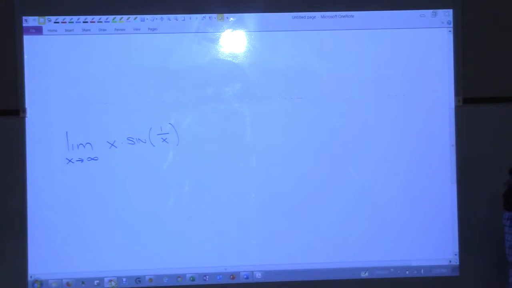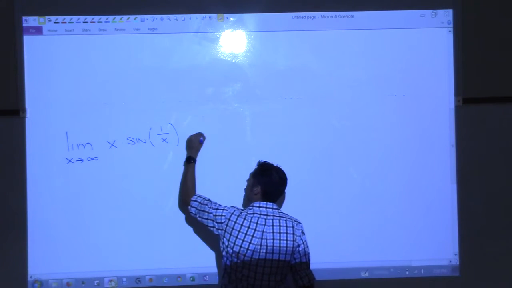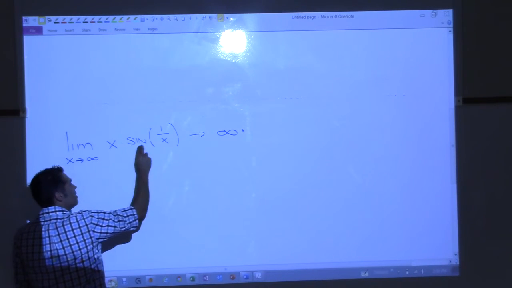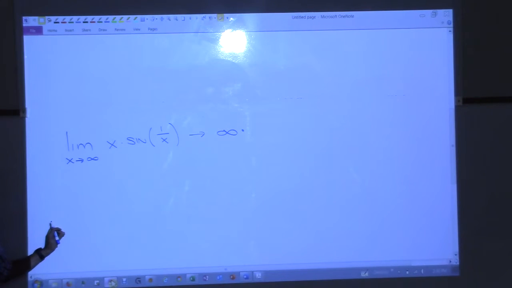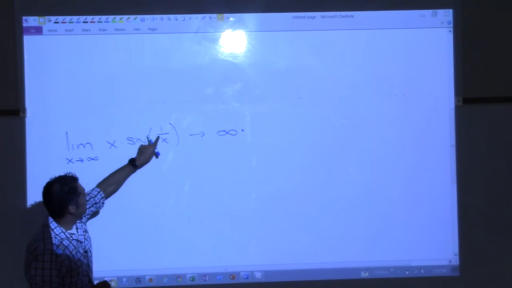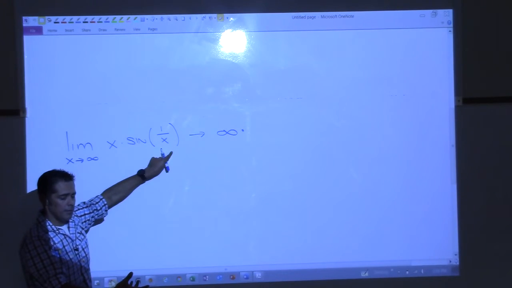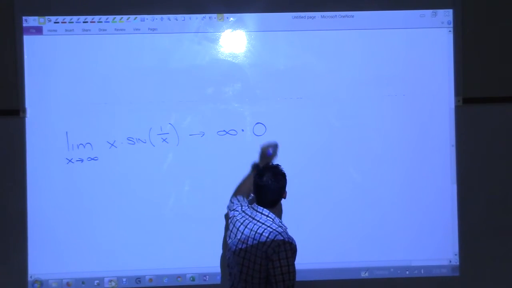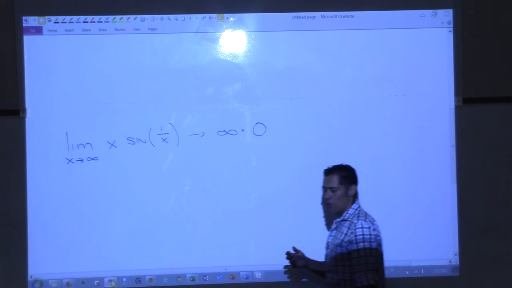Well, let's just first see what's happening. As x goes to infinity, this becomes infinite, right? So we have something that looks like infinity times something. Now here we have sine of fixed over infinity. Fixed over infinity goes to 0, right? So this goes to 0, and sine of something approaching 0 is approaching 0. So this whole thing goes to 0. Is that an indeterminate form? Something that wants to be big times something that wants to be small. That's indeterminate, right?